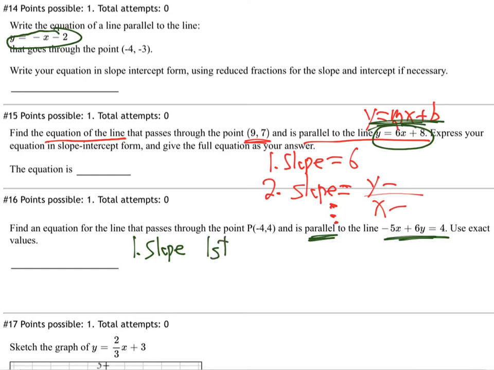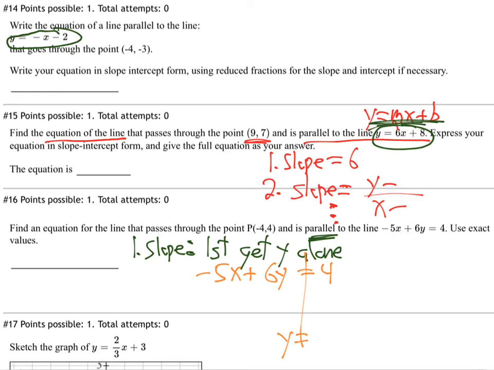So, first, in order to find the slope, first get y alone. So take the equation, minus 5x plus 6y is 4. And I'm going to take, well, here I think I better move it down. Move it down here. So minus 5x plus 6y equals 4. So here's the dividing wall, and y is saying, I want to be alone. So what do we do first to get y alone?